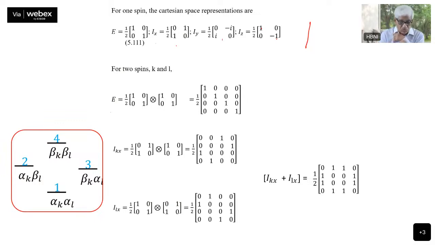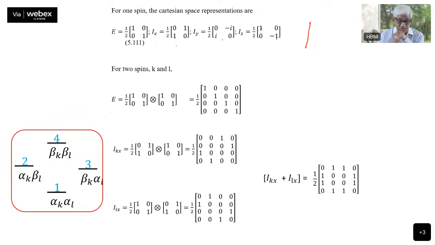Now, for the IkX, I am putting the energy level diagram here once more, for convenience. The levels are 1, 2, 3, 4, and these are alpha k alpha l, alpha k beta l, beta k alpha l, and beta k beta l. Now, in this IkX, let us look at the operator IkX.